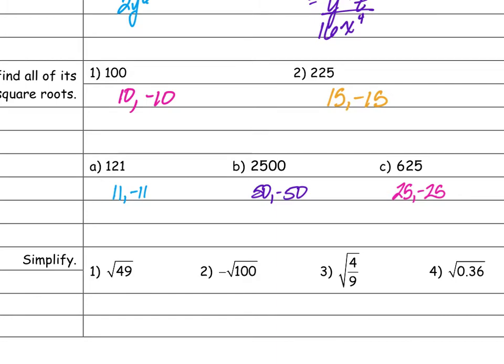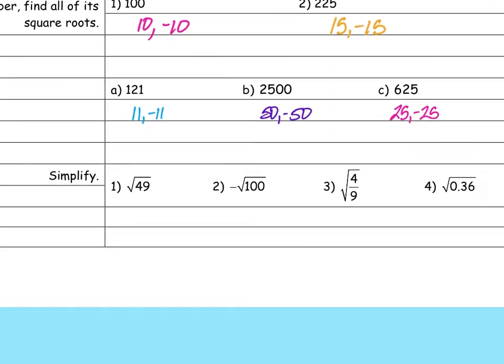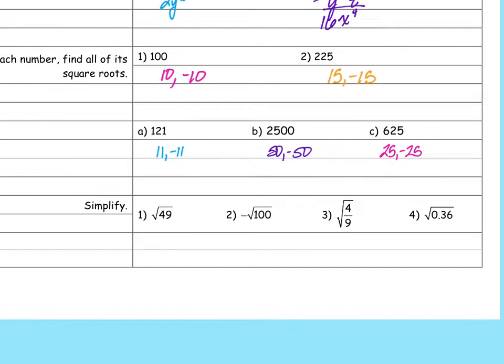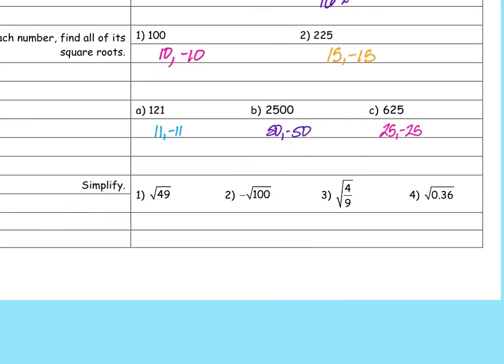Okay, so now we're just going to simplify some square roots. Unless they ask for both, so like right now it said find all of the square roots. Most of the time if I'm taking a square root, I only find the positive, unless they're asking for all of them or I'm solving a quadratic, right? Because quadratics have two answers, so I need the positive and the negative. But most of the time when I'm dealing with square roots, I'm only looking for the positive.